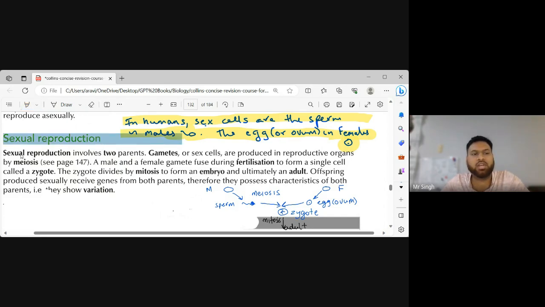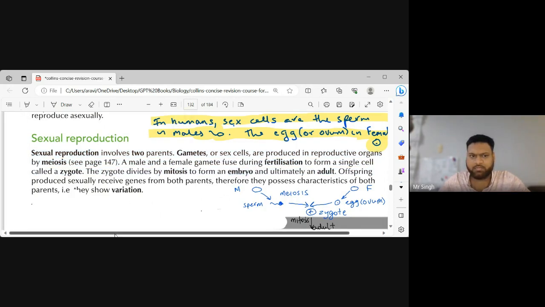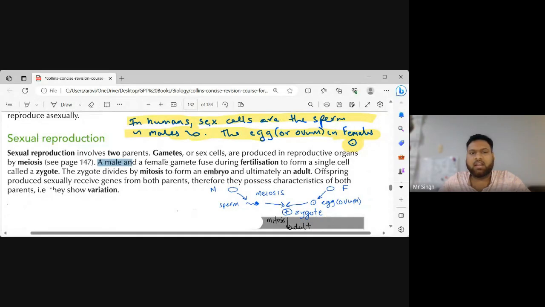So sexual reproduction involves two parents, right? Of course, we need two, a male and a female. So gametes or sex cells are produced in reproductive organs by meiosis. And we can deal with that a little later on, from next class. A male and a female gamete fuse during fertilization to form a single cell called a zygote.